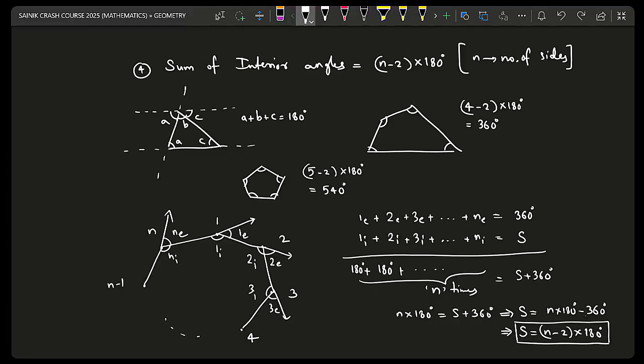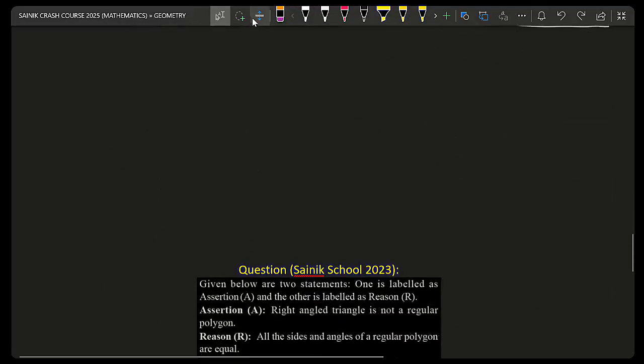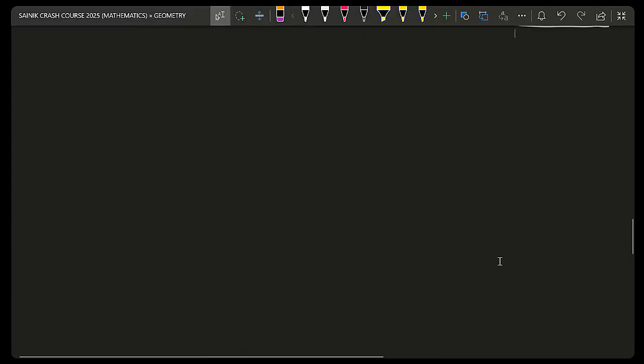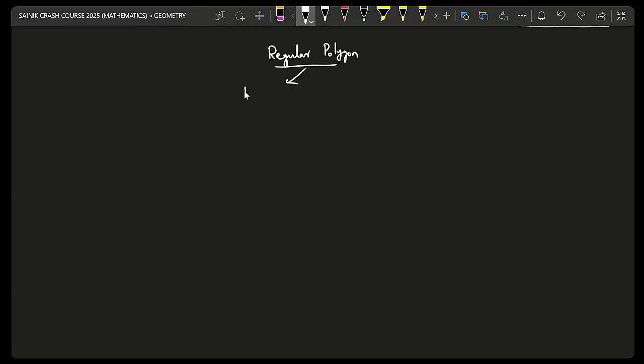So the sum of exterior angles of any polygon is 360 degrees, and the sum of interior angles of any polygon is equal to n minus 2 into 180 degrees. What is this n? It is the number of sides. And the next topic we are going to discuss is regular polygons. Before discussing a regular polygon, we need to understand two more terms: the equilateral polygon and the equiangular polygon.